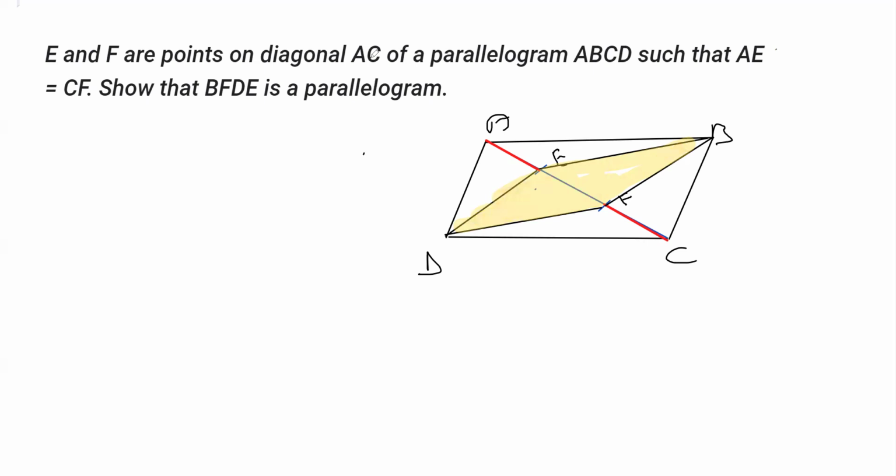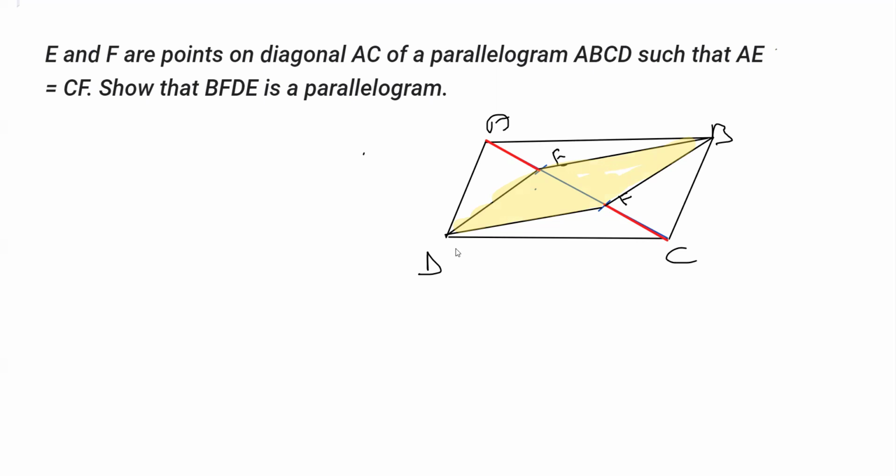Now we can do it in two different ways. We can prove these two sides equal and these two sides equal, and therefore we can say that it is a parallelogram. The other way could be proving that its diagonals bisect each other.